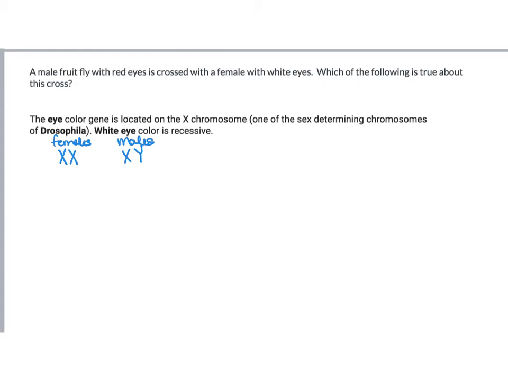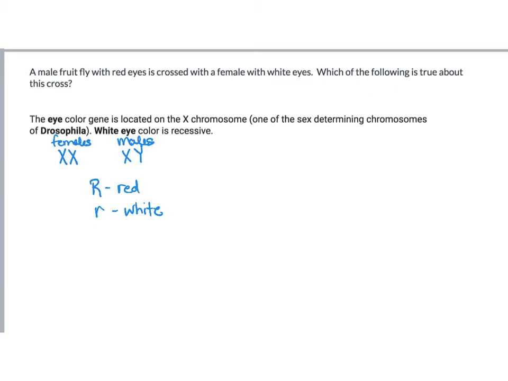So for this one, in your journey, use this as an example. The eye color gene is located on the X chromosomes for fruit flies. And white color is recessive, right? So we're going to use a big R for red eyes and a little r for white. Okay. So, and these are only on the X chromosome.